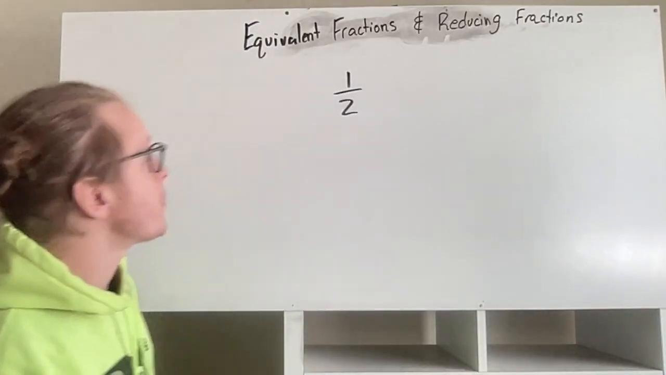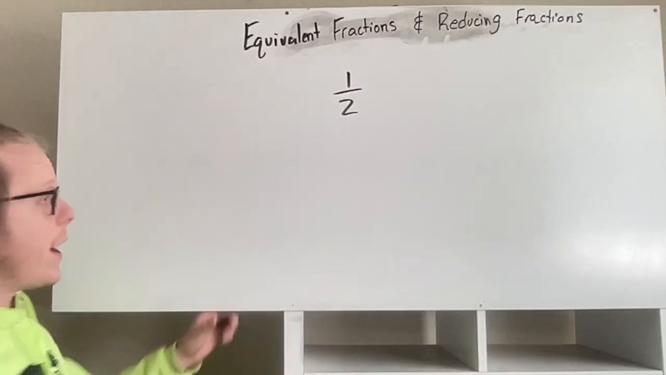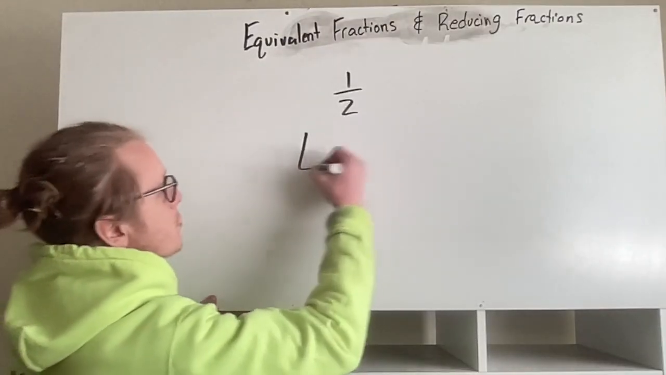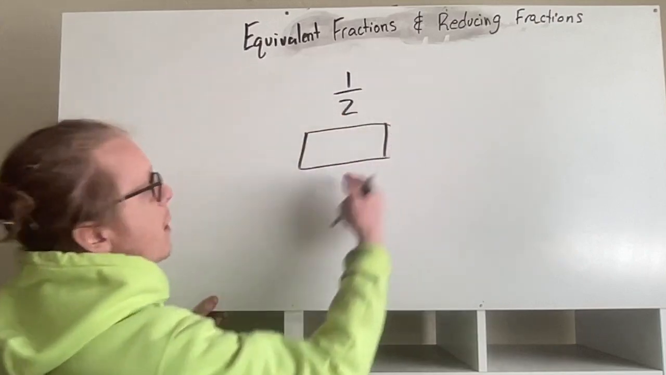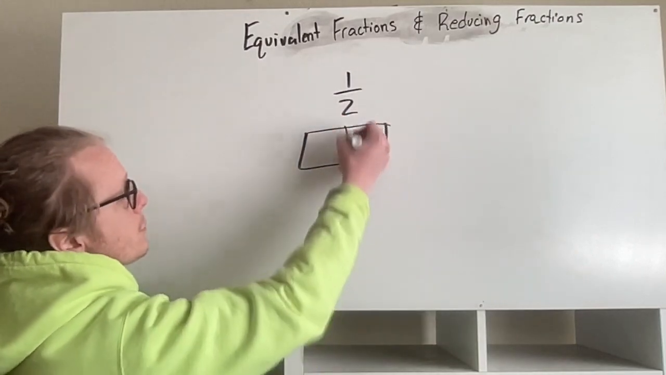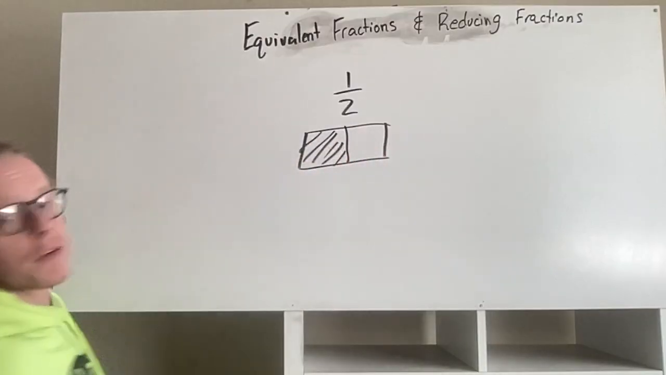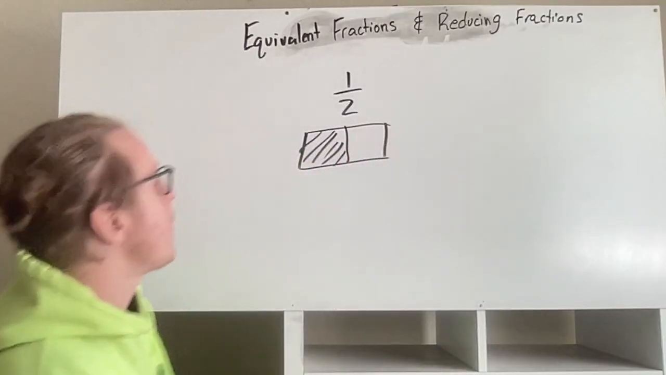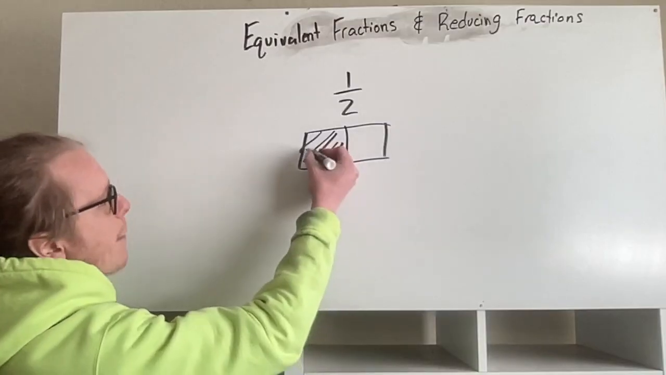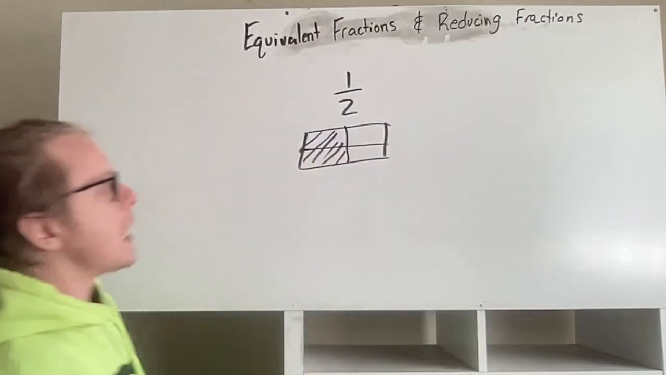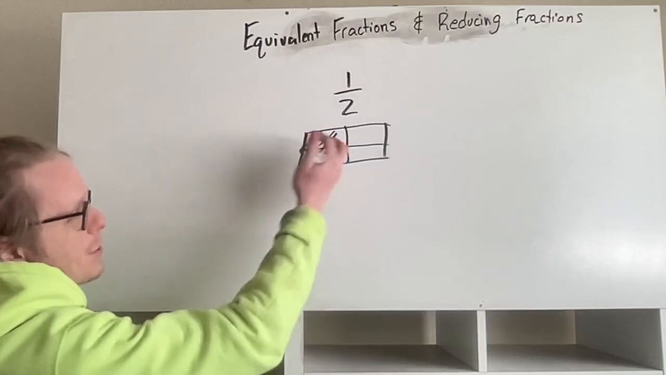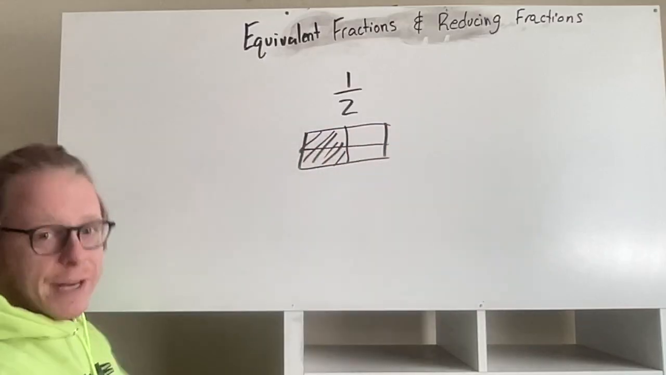Okay, we're going to start with the example of 1/2. I'll go ahead and represent this visually. Here's my 1 whole. It's broken into 2 equal parts, and of those we have 1. Okay, so here's 1/2. Now, what would happen if I drew a line right here? Did I change the value? Did I change how much I have shaded in?